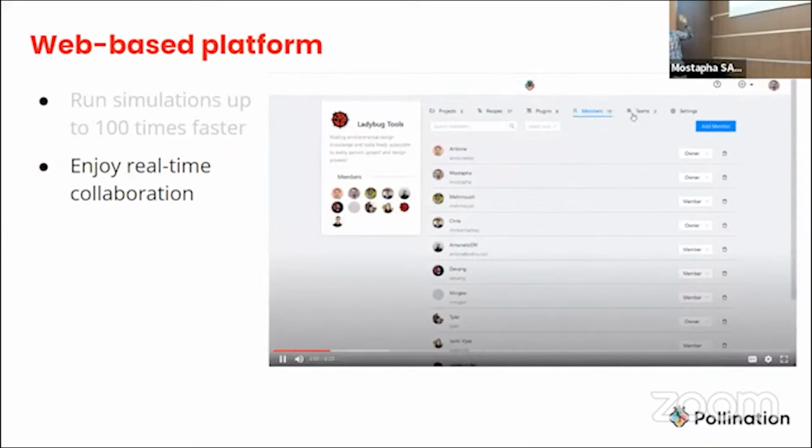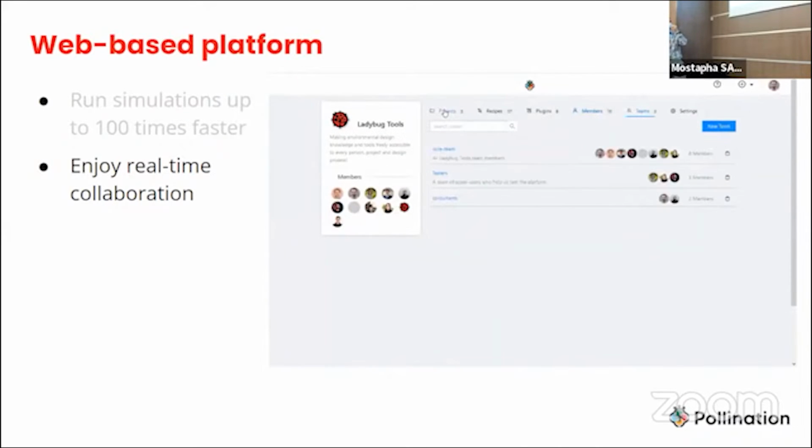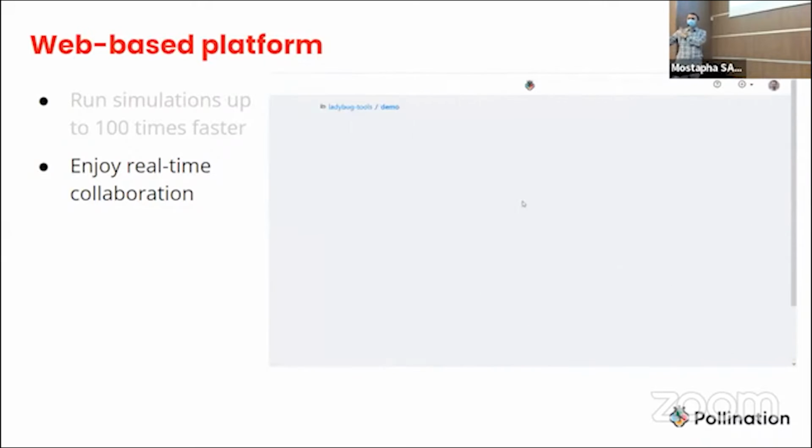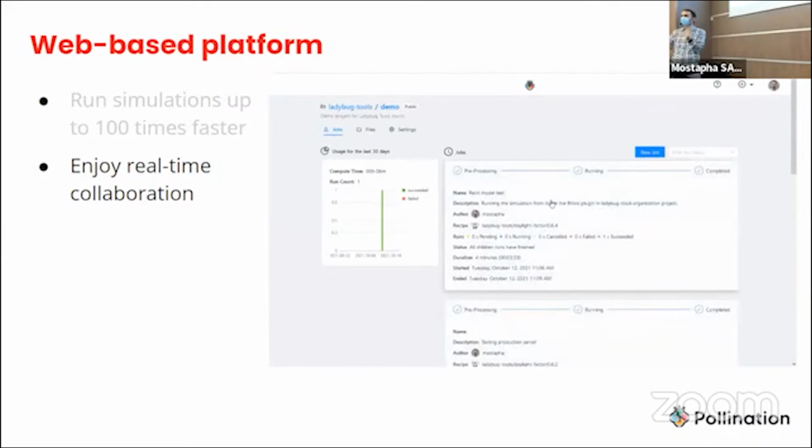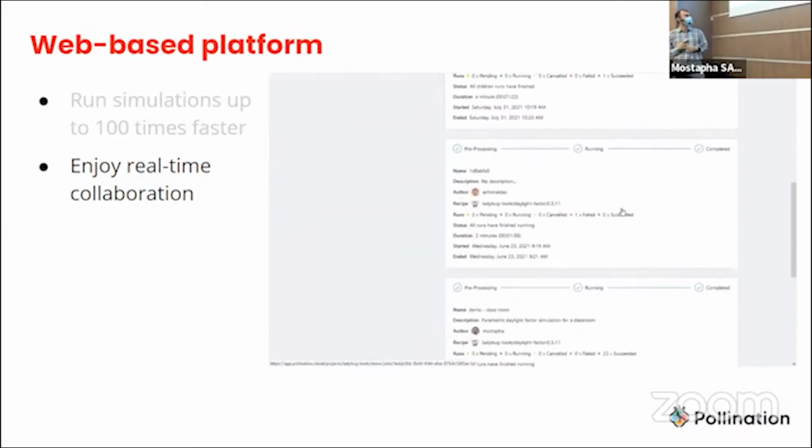And then you can do real-time collaboration. Because of all this, you have the concept of team. Instead of having all these files on someone else's computer that you don't know who has what, everything is on the web, you can go and access them.